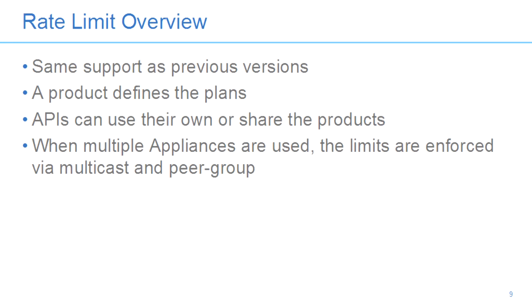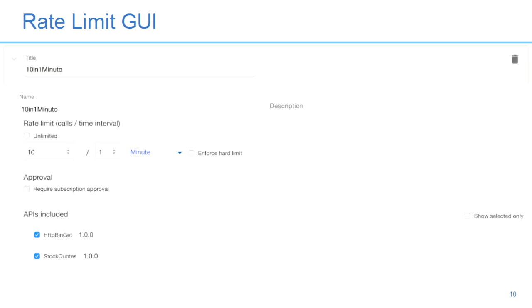Next is rate limit. So rate limit is basically the same as before. I'm just going to show a quick screenshot of how it works and what it does. A product itself defines the plans or contains the plans. Then within the plan, you add the APIs that are under that plan, if you will. So here, for example, I have a plan, and I said, okay, this plan applies to these APIs, the HTTP bin get and the stock quotes APIs down here, and each one of those gets 10 requests in a minute. I believe the intervals are seconds, minutes, days, and weeks.